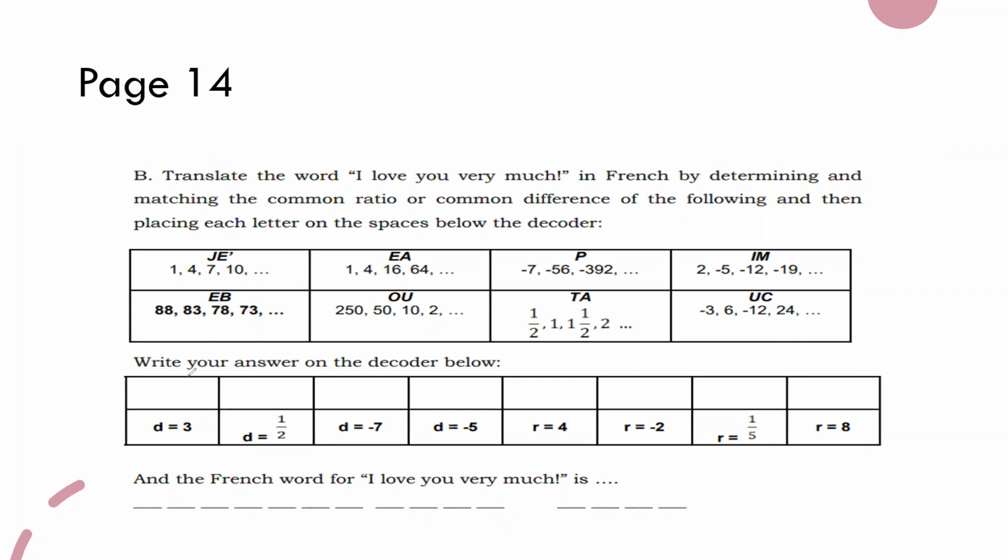So, ilalagay ninyo po dito. Example, kung D equals 3, hahanap ako kung alin ba dito ang nadadagdagan ng 3. So, 1 plus 3, 4 plus 3, 7 plus 3, 10. So, tama. So, ito yon. So, ilalagay ninyo po dito JE, kasi JE ang nakalagay doon.